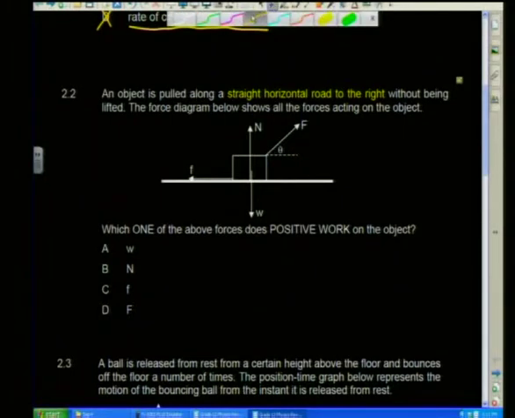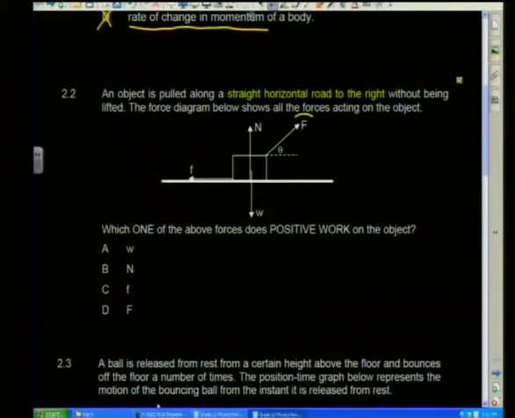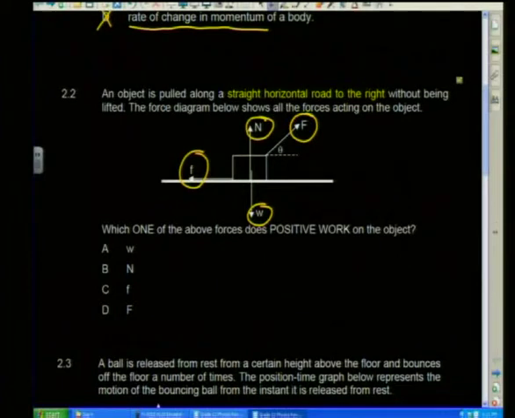All right, so let's take a look. What have we got? We've got F, which is the applied force. We've got N, which is the normal force. That's the floor pushing back up on the block. And we've got W, which is standing for the weight of the object, and we've got small f, which is the friction of the object. Now, it says the force diagram shows all these forces. Great. Now it says which one of the above forces does positive work.